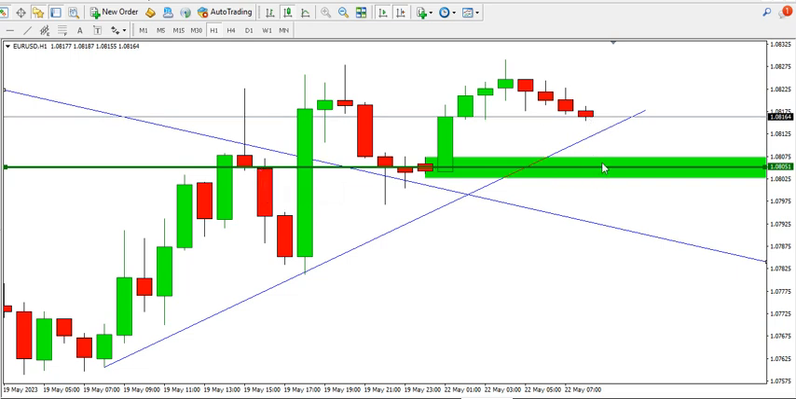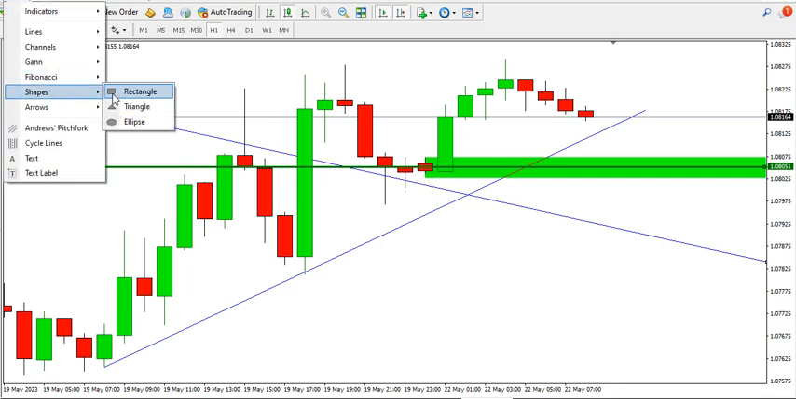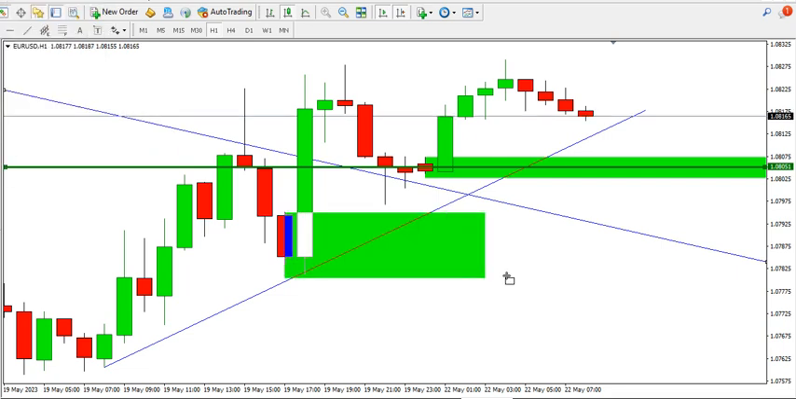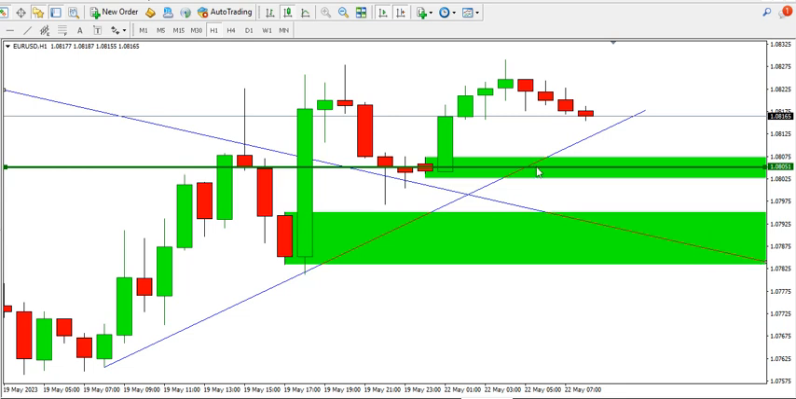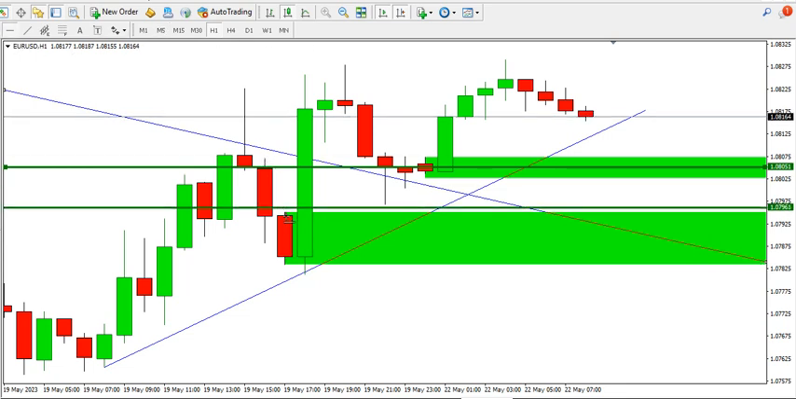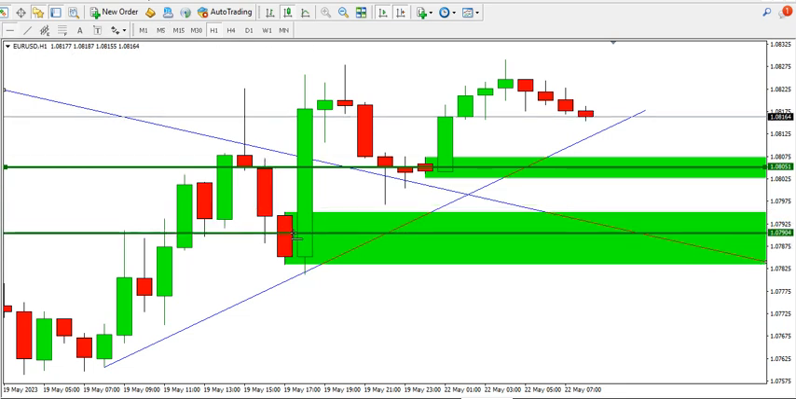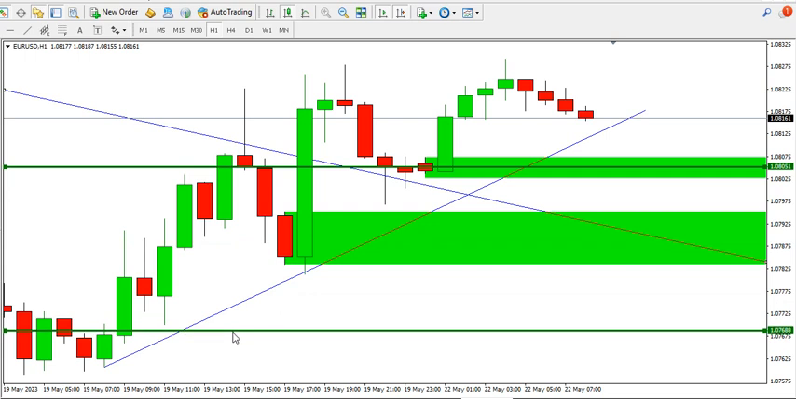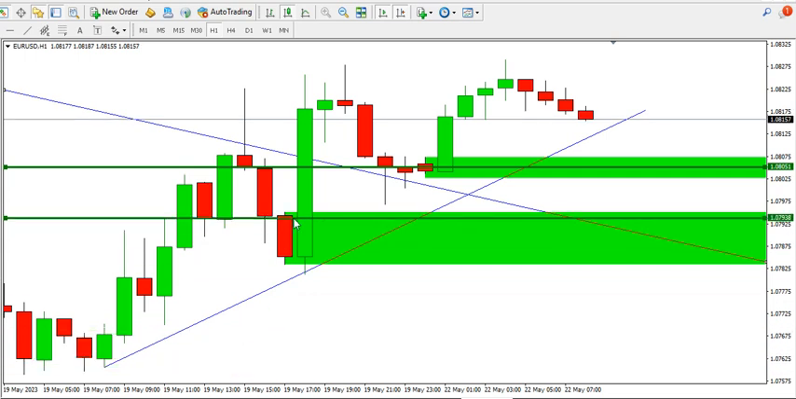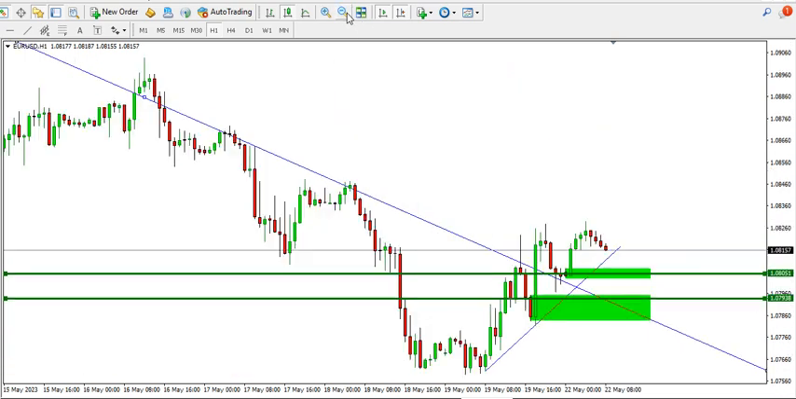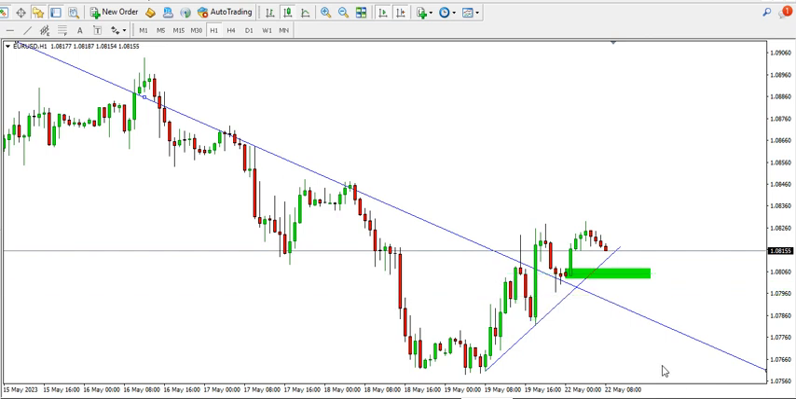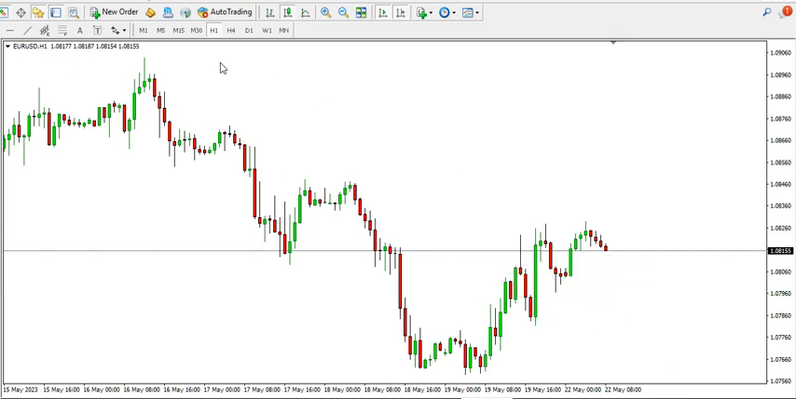If this level fails, we have another support at this particular point for EURUSD. That is the 1.07904 level. So if this support also fails, then we'll see price going down, and then we might see the overall bearish trend continuing. Okay, so that's that on the 1 hour time frame.